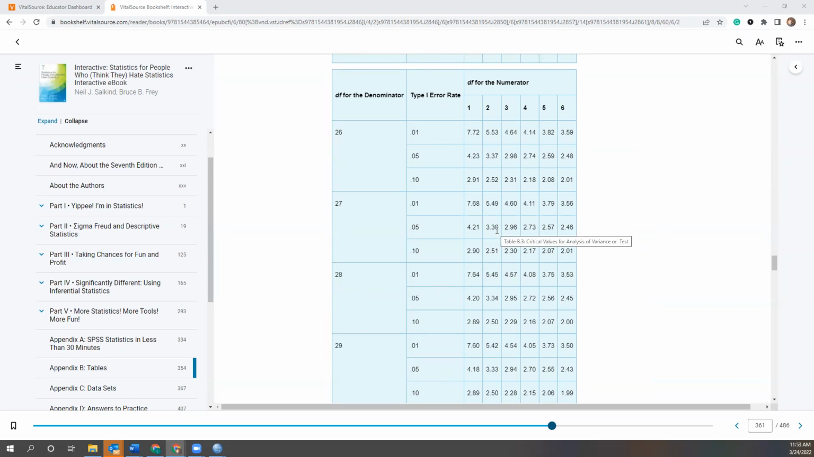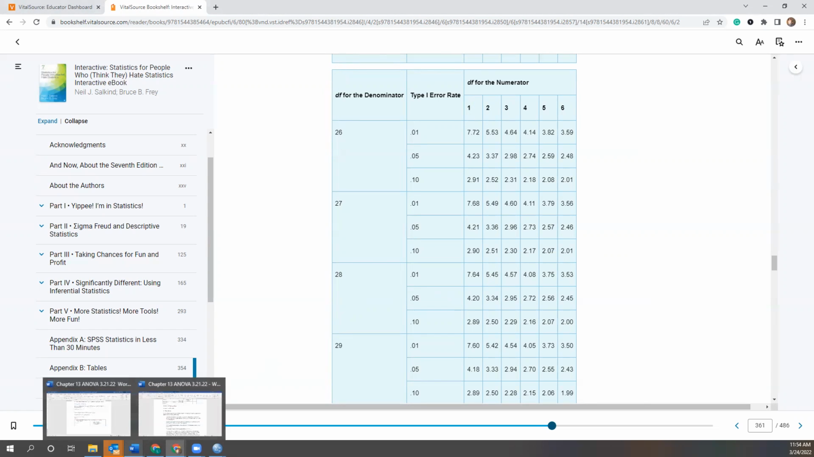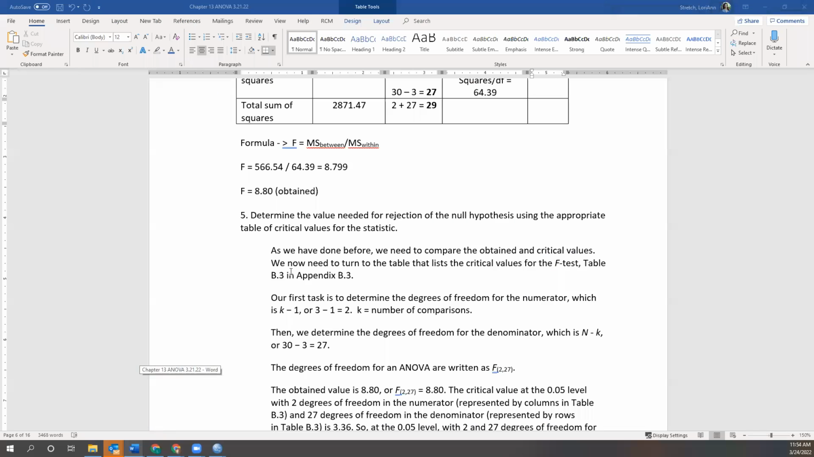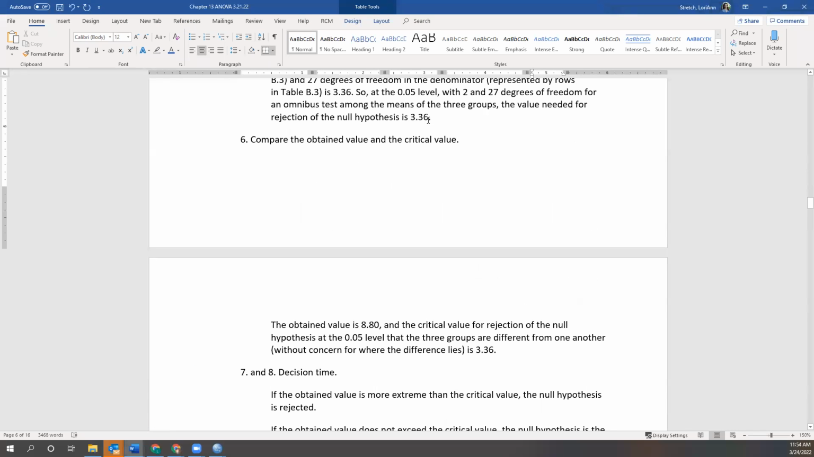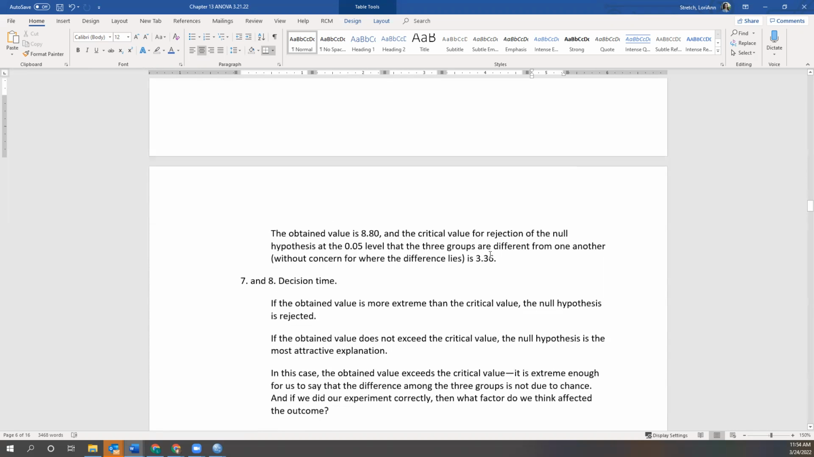Now I know that my observed value was 8.80. So I could report that it was significant at the 0.05 level, right? By using this. But if I look here, I see that the critical value for 0.01 is 5.49. So it would be more accurate to report that it is significant at p less than 0.01. Because I'd be using this critical value. Hope that makes sense. But remember, we only do critical value when we are doing it by hand. All right, so I've got my 3.36 because it's still at 0.05.